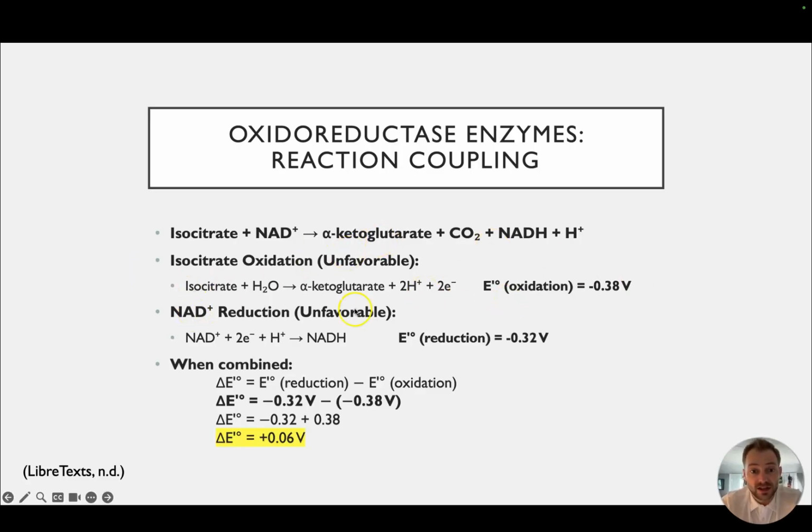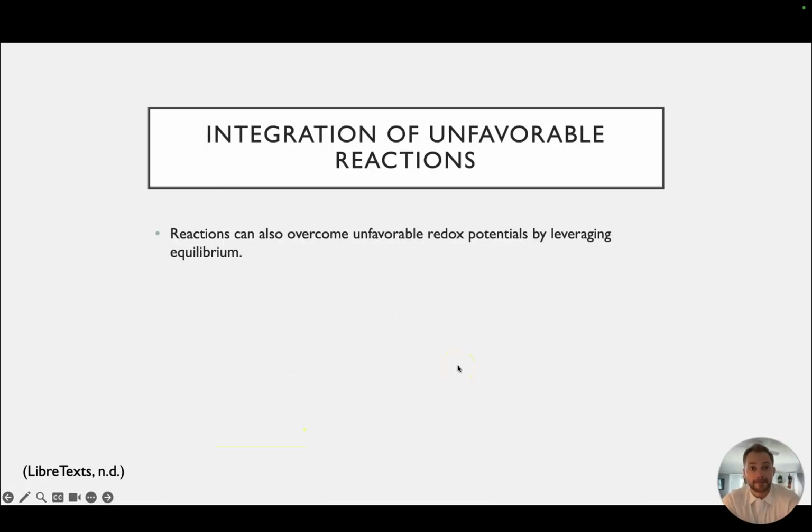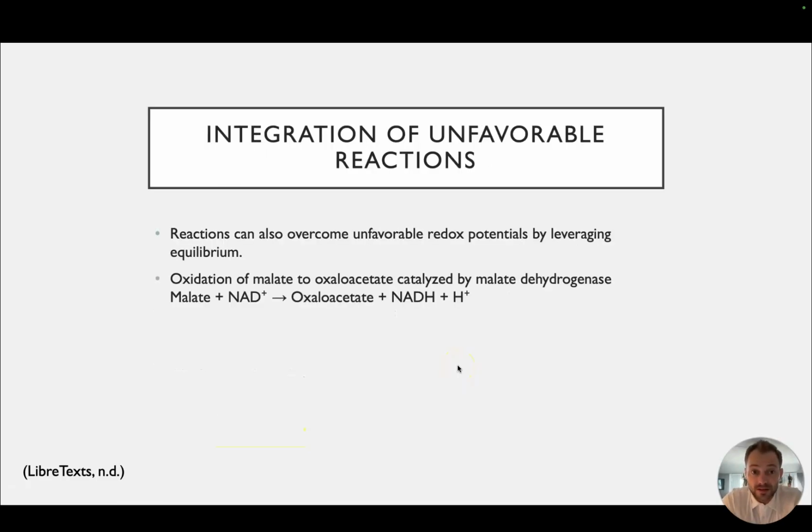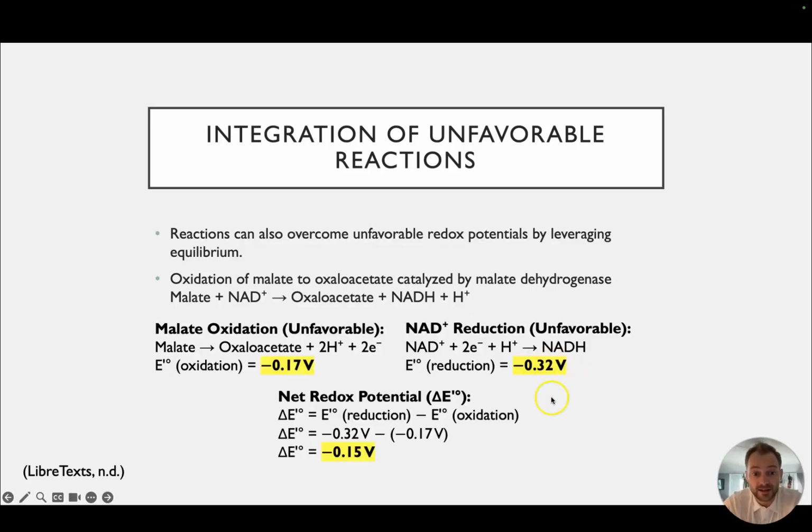The half reactions of both of these substrates give us two unfavorable redox potentials, but when we combine them into the equation, we see that there is a net positive redox potential, even though we're fighting uphill on both of these. So we can also see that redox potentials can use concentration to overcome an energy barrier.